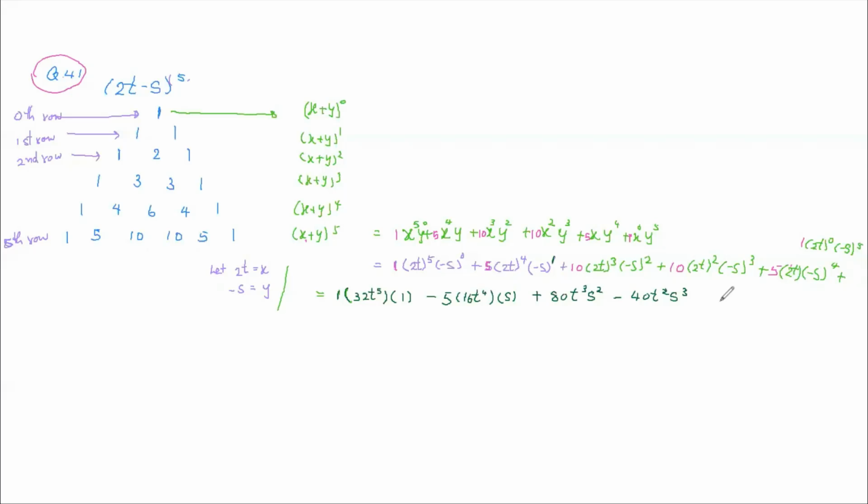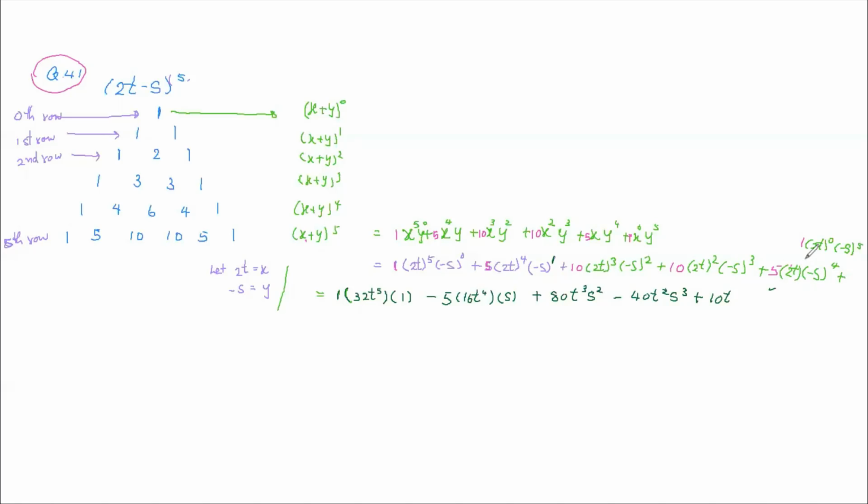Okay, now we come back to this term. So plus, now you see the sign first, because minus s power even comes out with a plus sign, right? So plus times plus comes out with a plus sign. So this one is going to be 5 times 2, which becomes 10t.